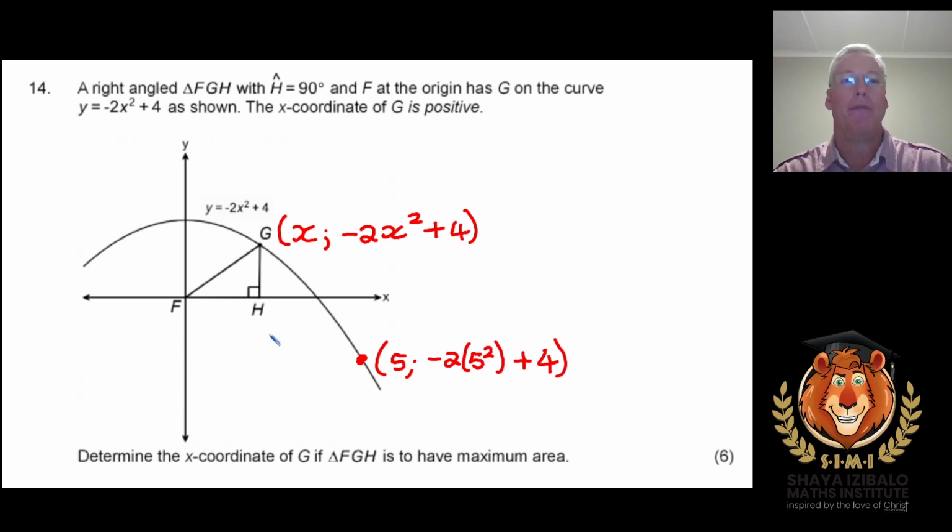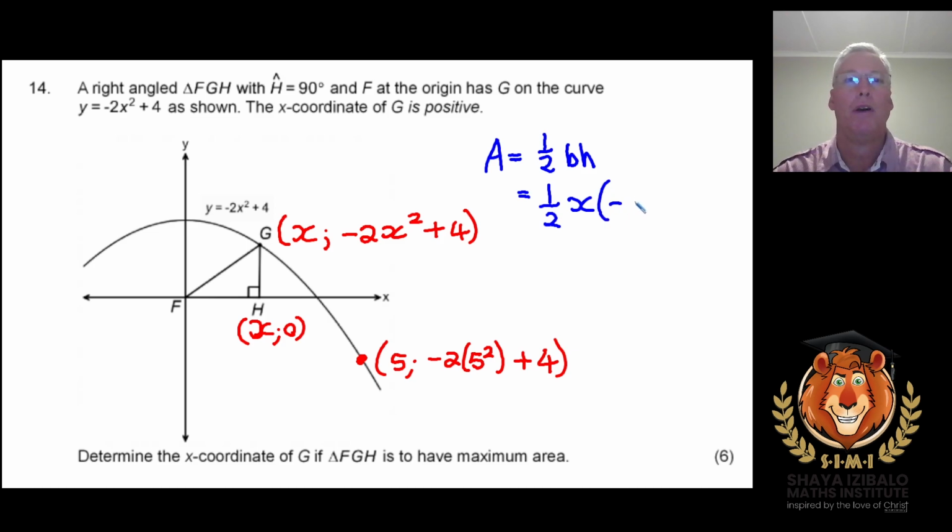Right. Now, this point over here, because it's a right angle triangle, H is obviously the same x value, 0. What we are trying to optimize here, trying to maximize, make as big as possible, is the area of this triangle. Area is half base times height. So, in fact, the area of this actual triangle is going to be half x times negative 2x squared plus 4.